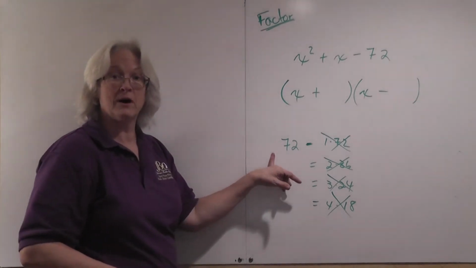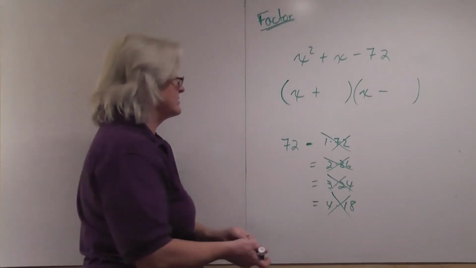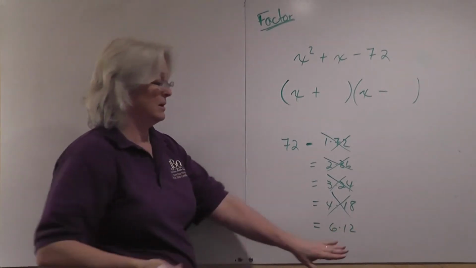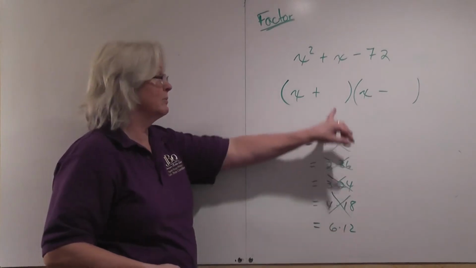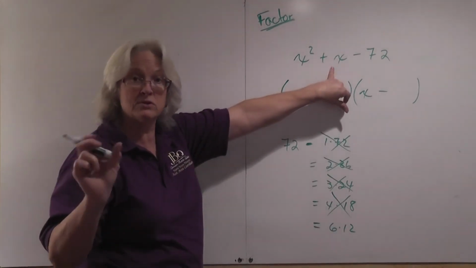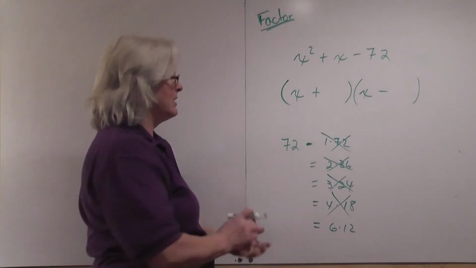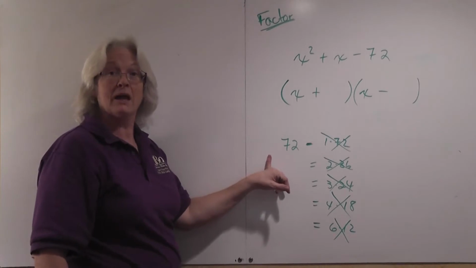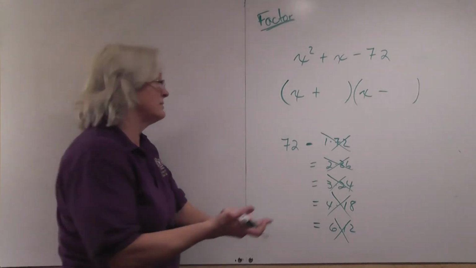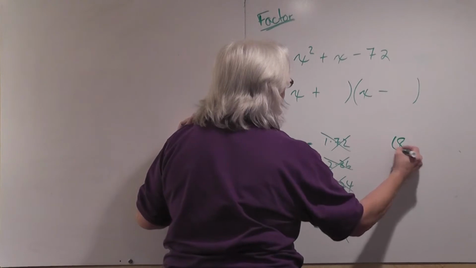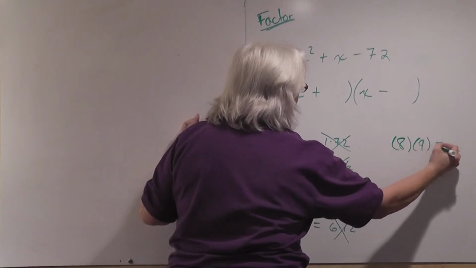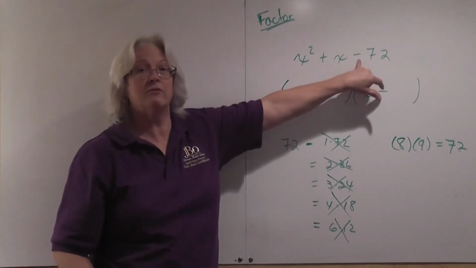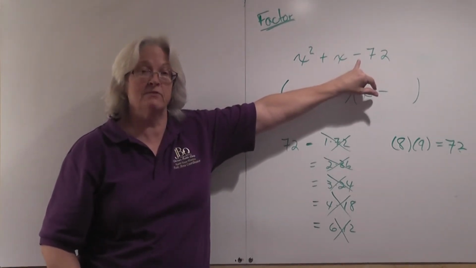Can you divide it by 5? No. What about 6? Yes. That can be 6 times 12. Well, it's getting closer, but we still only have to have a difference between those two factors of 1. That doesn't cut it. Cannot divide by 7. What about 8? Aha! 8 times 9 is 72. Okay? We have to have it equal a negative 72.